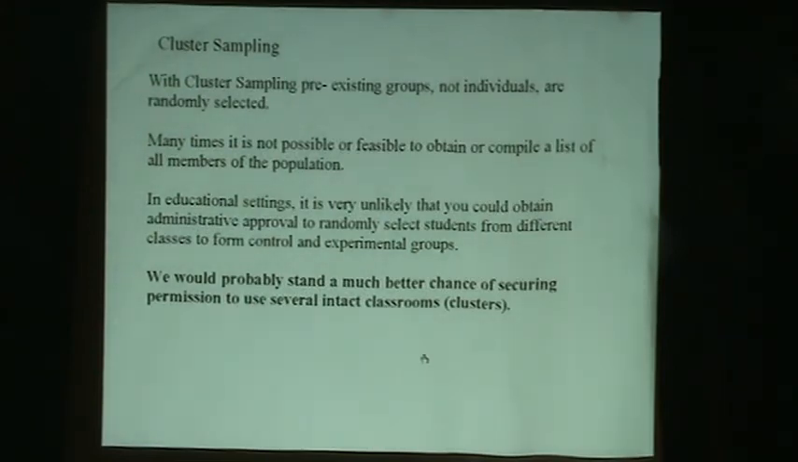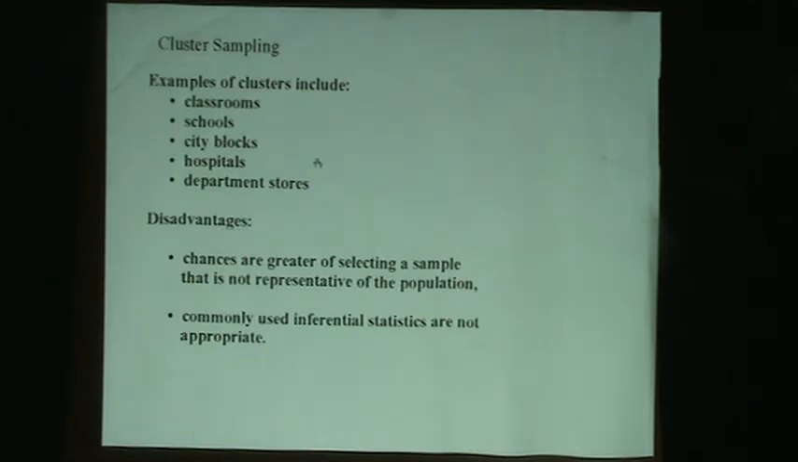One of the major disadvantages of cluster sampling is you have to account for the possibility that there may be differences within these clusters. Like if I take classroom A and classroom B, there may be some built-in differences. Classroom A may be low-performing students, classroom B may be GATE students, and we have to be able to account for that. So, examples of clusters include classrooms, schools, city blocks, hospitals, department stores. And again, the disadvantages: chances are greater of selecting a sample that is not representative of the population, and commonly used inferential statistics are not appropriate when using cluster sampling.